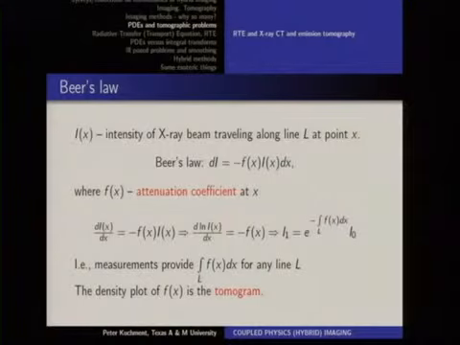You shoot a beam from the source with initial intensity. Intensity means how many photons per second are coming out of this. And you shoot this beam along the line L. Remember, you use a collimator to make this a thin line. And then the outcoming intensity is detected by the detector. So you have these two numbers.